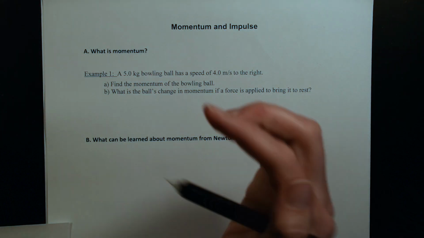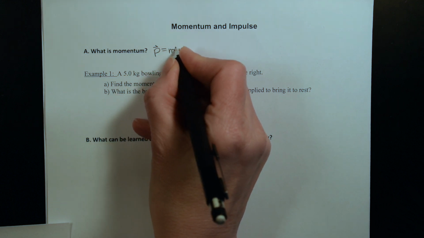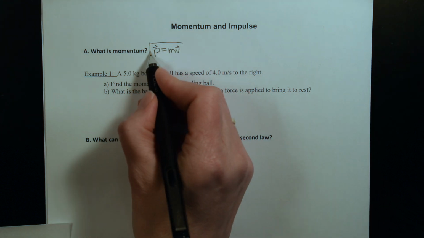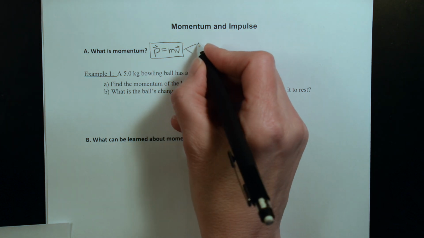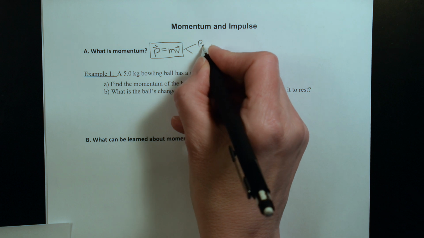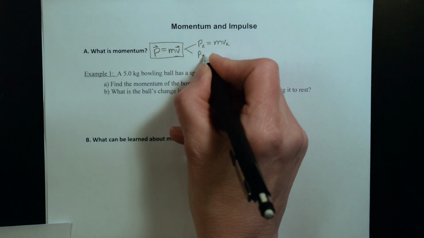The definition of momentum is mass times velocity, and the symbol is a lowercase p. So this is the definition of momentum. This is a vector equation, so just as before with Newton's second law, we will have component equations, the x component equation and the y component equation.